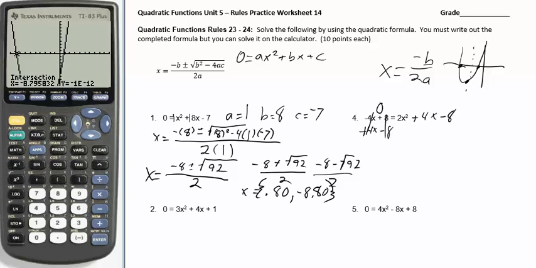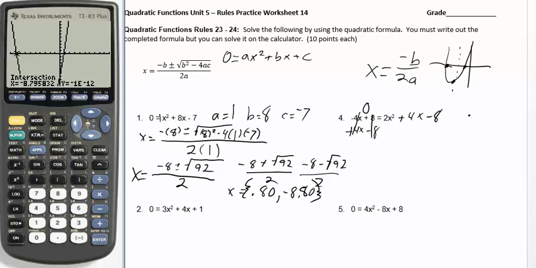So hold on one second here. So A equals 2, B equals 4, and C equals negative 8. So we plug it into our equation.